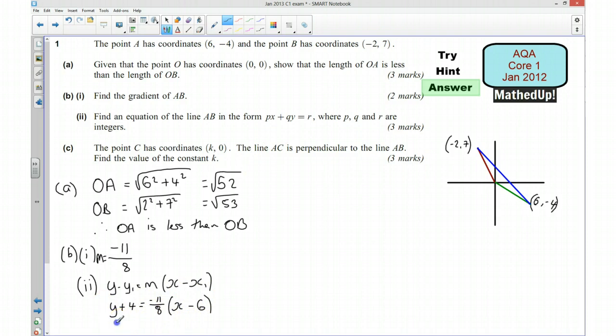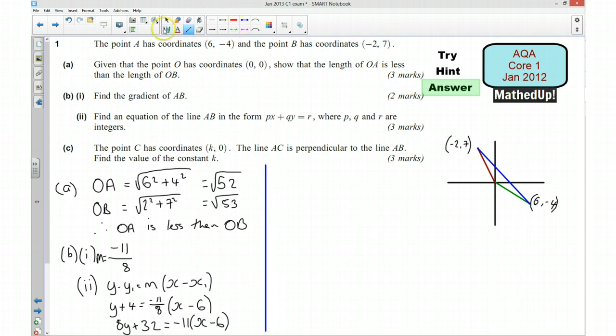So that's going to give me 8y plus 32 equals, and that's going to be negative 11 times x minus 6. Okay, and then, so just come over here, I can finish this off because that's going to be, and if I expand the brackets, I'm going to have 8y plus 32 is equal to negative 11x plus 66.